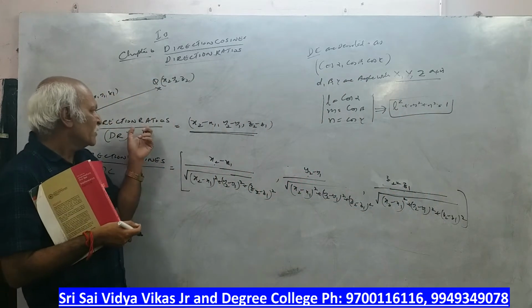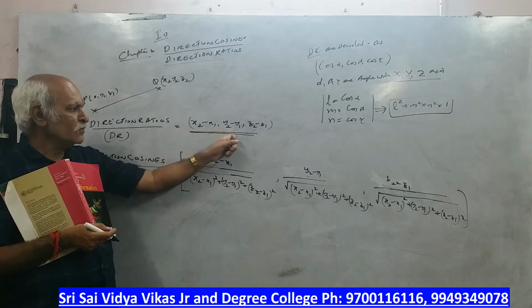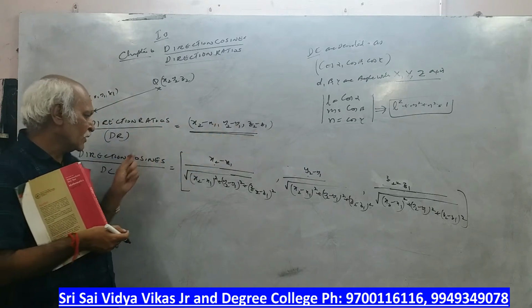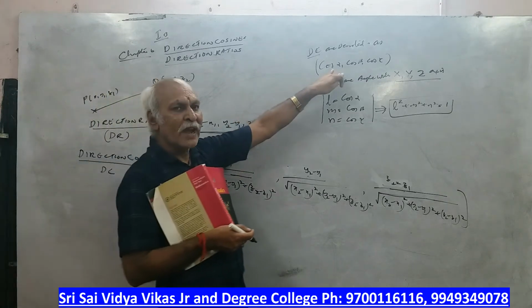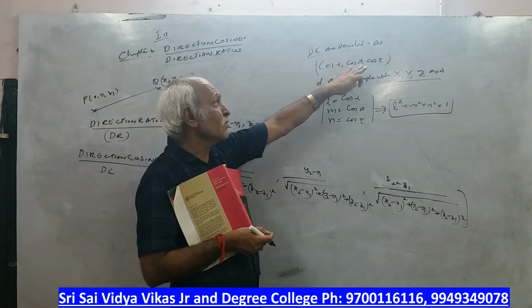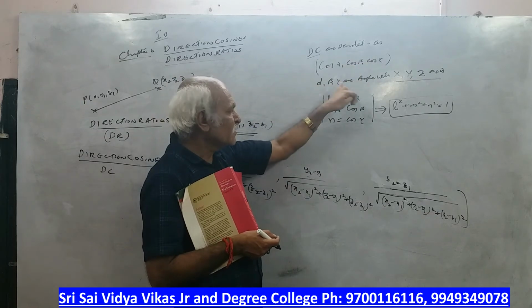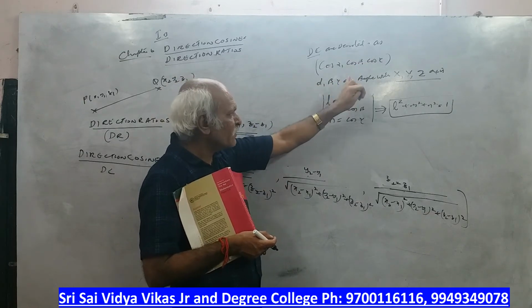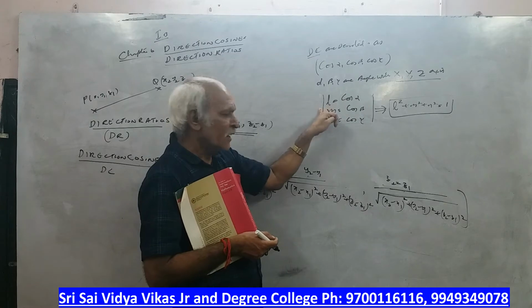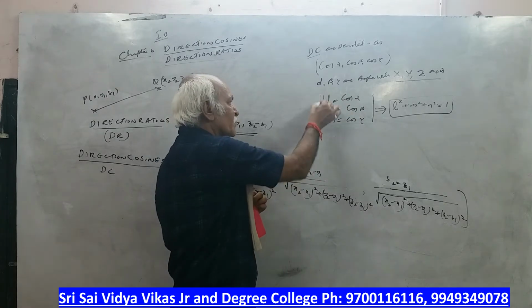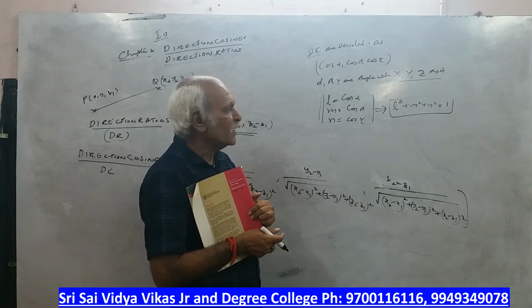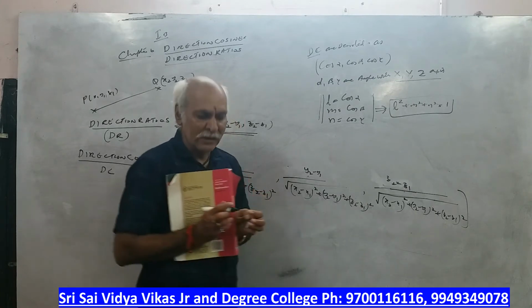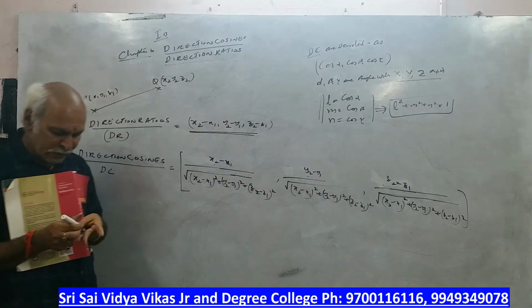So here these DRs mean x2 minus x1, y2 minus y1, z2 minus z1. DCs are divided by that square root value. And in terms of angles, once angles are given, cos alpha, cos beta, cos gamma, alpha is the angle with the x axis, y axis, z axis. And L is cos alpha, called L, M, N. And what is the condition? L square plus M square plus N square is equal to 1. These are the formulas which we will be using here.